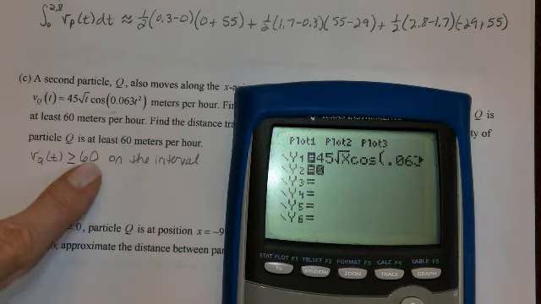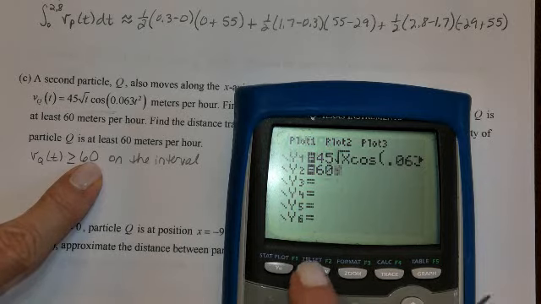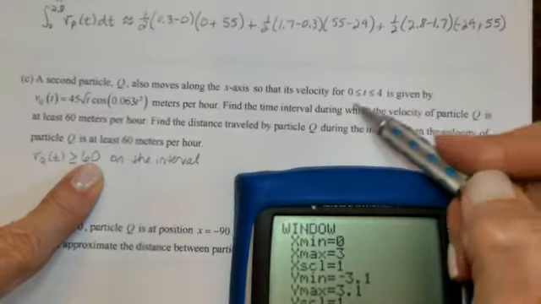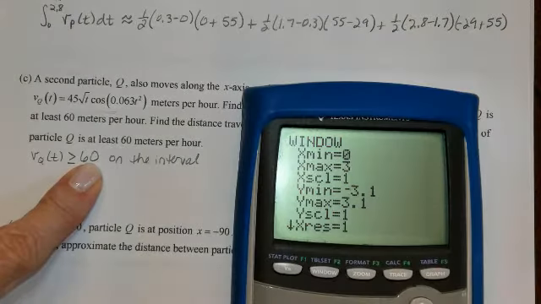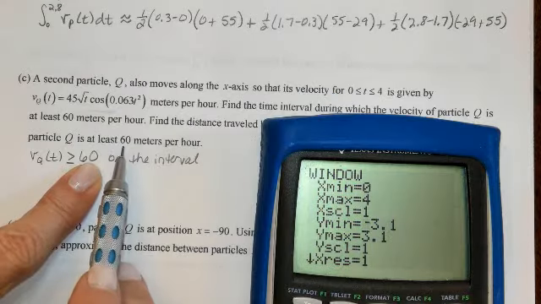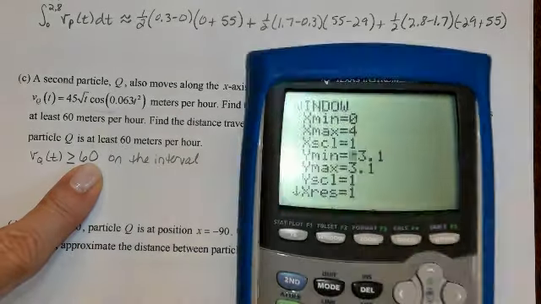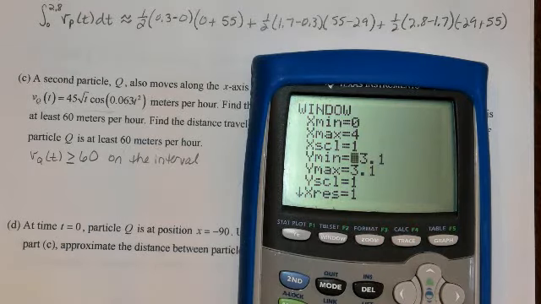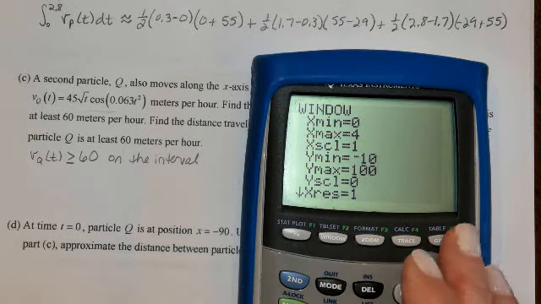Okay, and then we want to know when it's 60, so I'm going to put 60 here. For my time, do they give me anything on time? 0 to 4. So my x values are 0 to 4. And my y values here, I need to include 60, right? So that negative 3.1 to 3.1 is not going to cut it. I don't know what will cut it, but I need to include 60. I think I'm going to go from like negative 10 to like 100 and see what that does. Don't really need that scale, so I'll just turn that off.